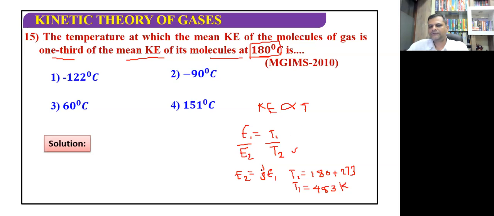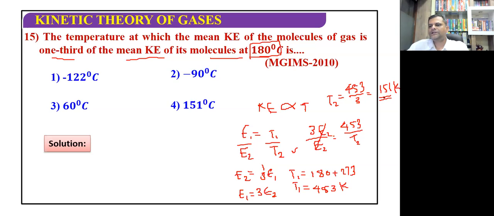Now if we replace it here, instead of E2 we put E1/3, meaning E1 is 3 times E2. If we replace E1 by 3 times E2, we get 3E2 upon E2 equal to T1, which is 453, upon T2. Just solve this by cross multiplication. E2 cancels, and we are left with T2 equal to 453 upon 3, which is 151, correct. But that is in Kelvin, right?